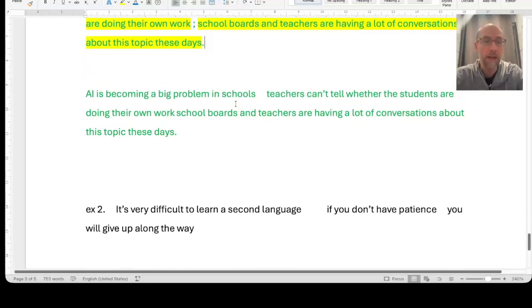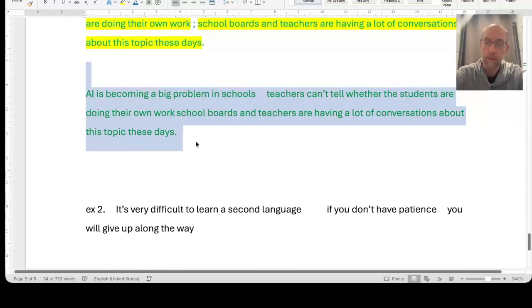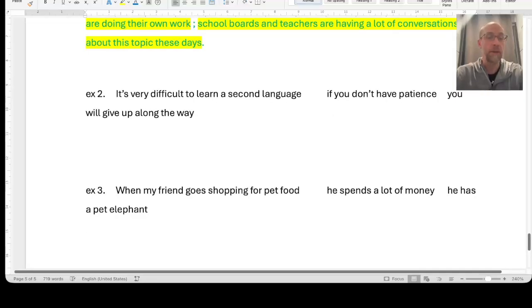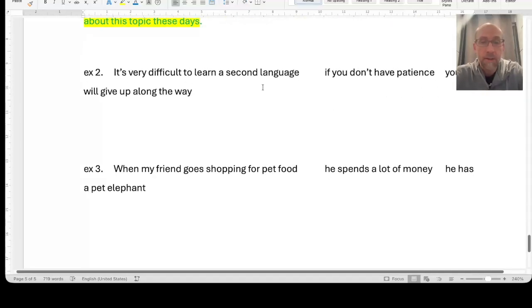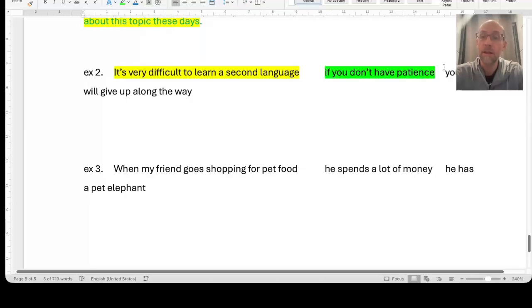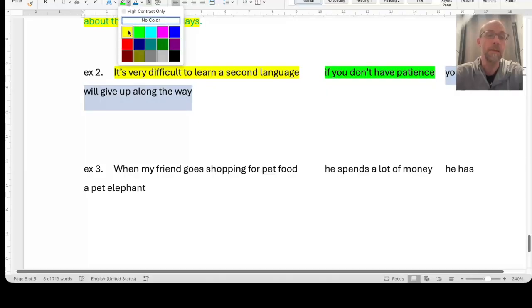So I think you can see many of our possibilities. Let's try another one down here. Maybe I'll come back to that later if I need to demonstrate more. But let's try another one here. It's very difficult to learn a second language. Okay? I think we all agree that's an independent clause. If you don't have patience, there's a subordinator at the front, so that's a dependent clause. And then you will give up along the way. That's independent.